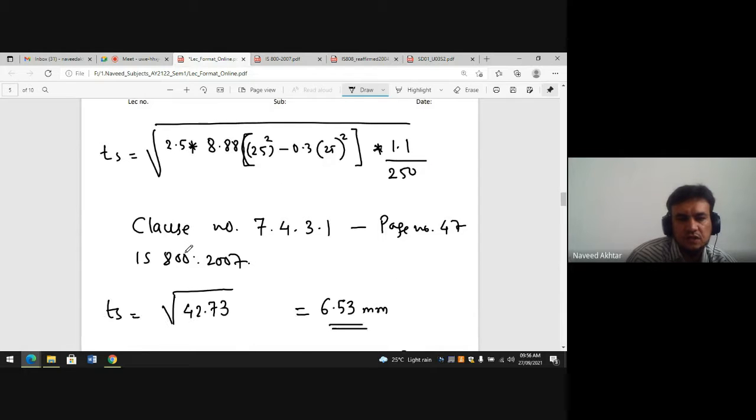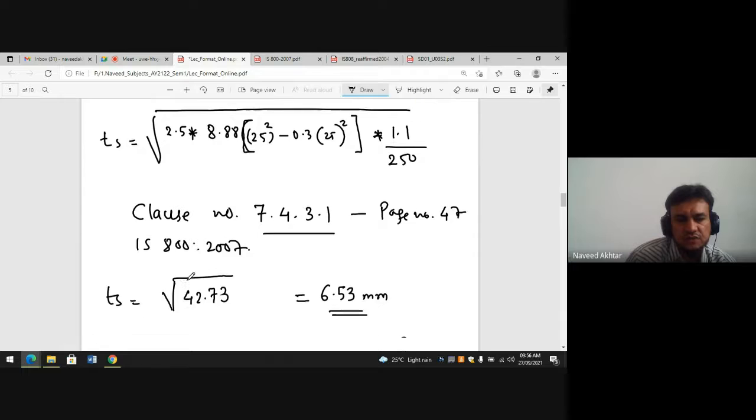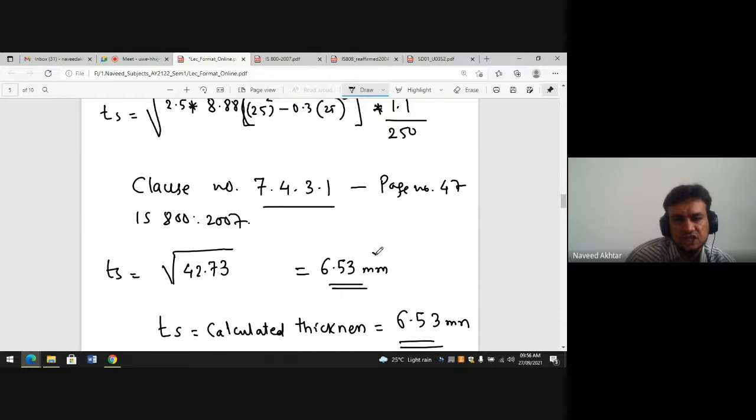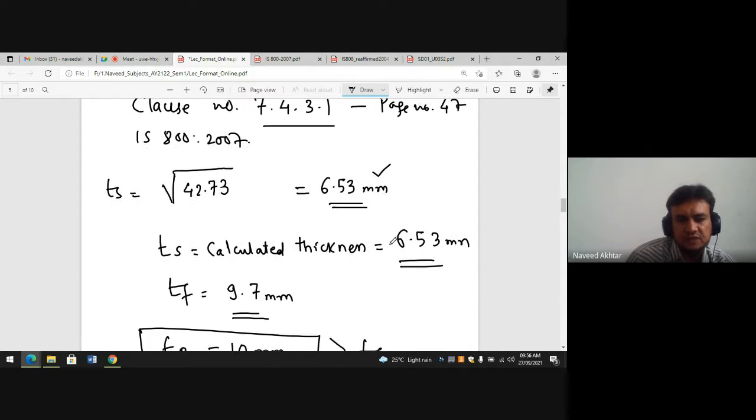You can take that A and B same, put the values in this formula at clause number 7.4.3.1, page number 47 of IS code. We'll get the thickness 6.53 mm. This is the calculated thickness.